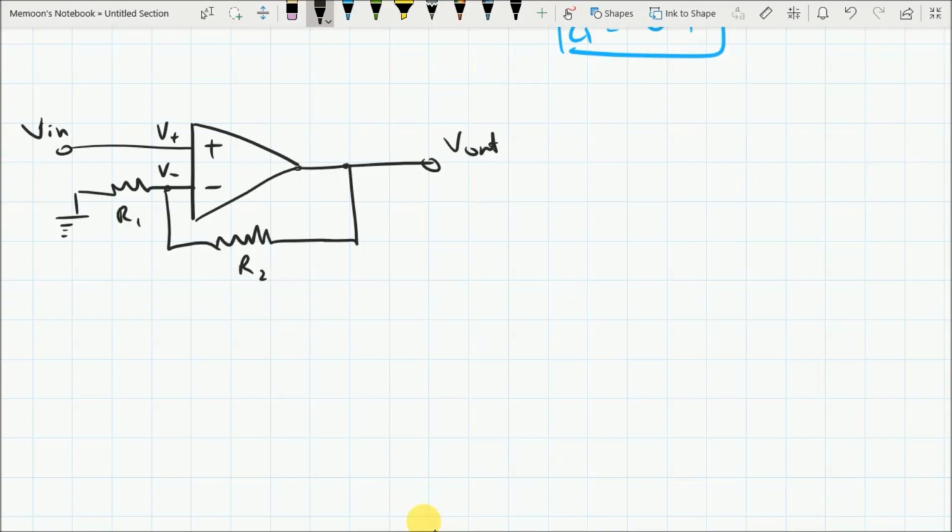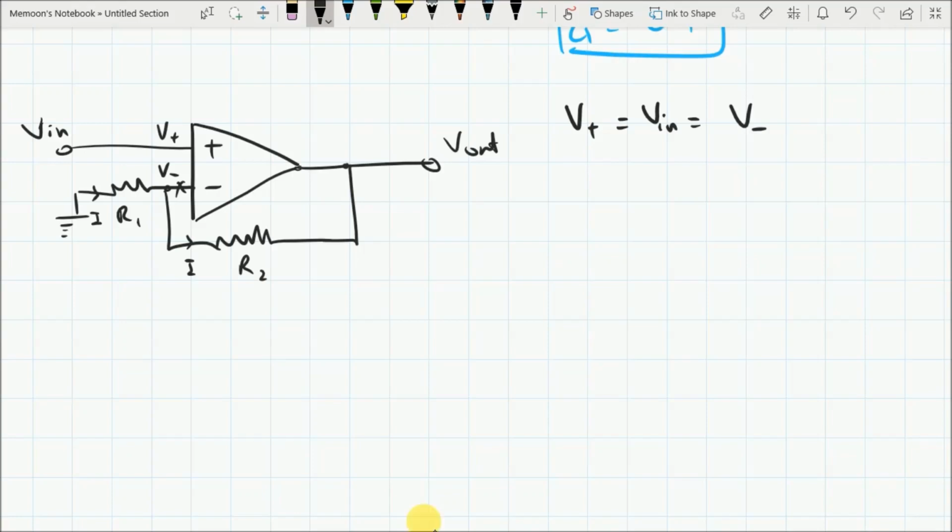So this means that V plus is equal to V in is equal to V minus. And now again we can find out the currents flowing through these resistors, because no current is flowing in or out of both these terminals. So the current I that is flowing through this resistor R1 will flow through this resistor R2 through the negative feedback and will reach the V out.